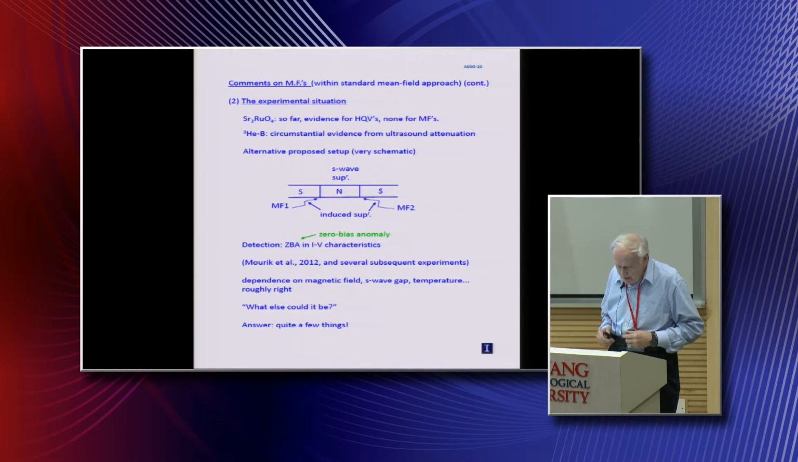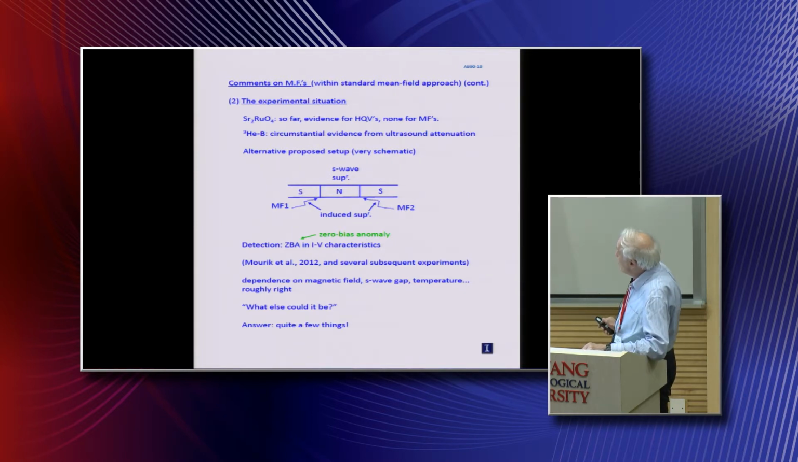Second set of comments, the experimental situation. In strontium ruthenate, there is evidence for half-quantum vortices. That's the work of my colleague Rafi Badakian at UIUC a few years ago. None so far for Majorana fermions. Helium-3B, there's circumstantial evidence from ultrasonic attenuation that you may get Majoranas sitting on the walls. Helium-3A, as far as I know, no evidence so far either way. No evidence for half-quantum vortices either in helium-3A.